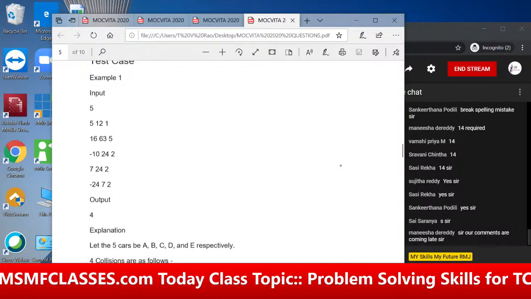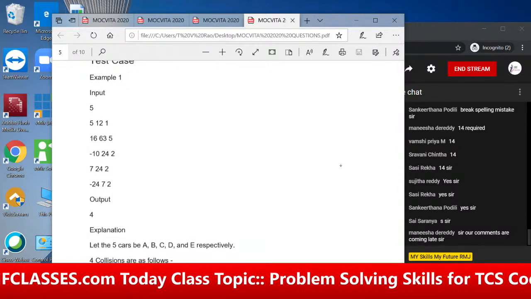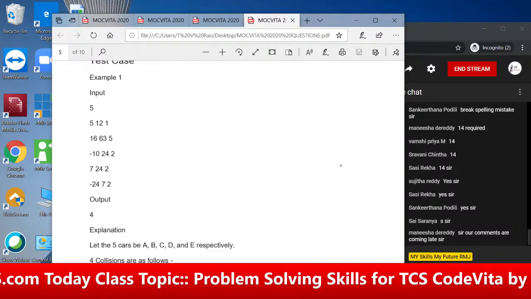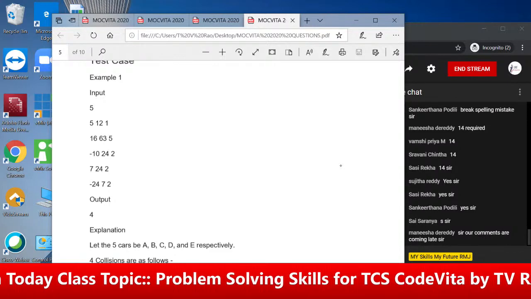So this is all. This will take a lot of time. Look at this. There are five cars.